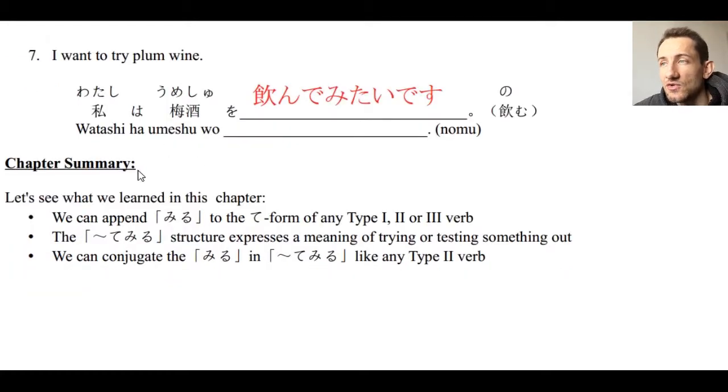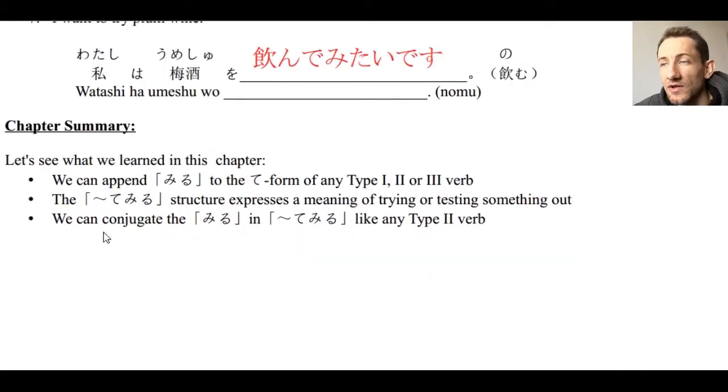So to summarize what we learned, we can append miru to the te form of any verb, type 1, type 2, or type 3. It works the exact same way. The te miru structure expresses a meaning of trying or just testing something out. So kind of like a light feeling. And the last one, we can conjugate the miru in te miru like any type 2 verb. So te mita, te mitai, te minakatta, te mitakatta, whatever. Any way to conjugate a type 2 verb, we can conjugate miru in te miru the same.